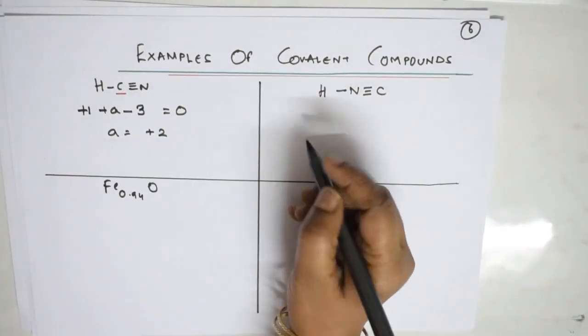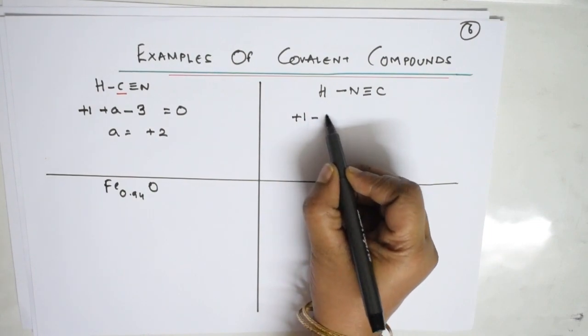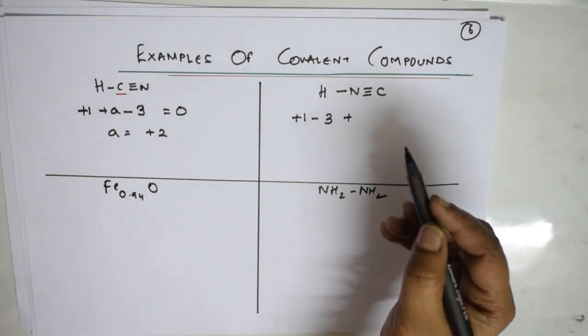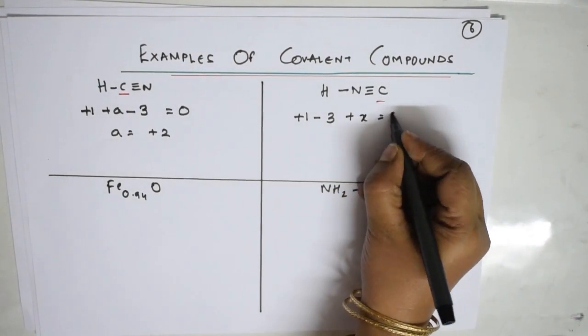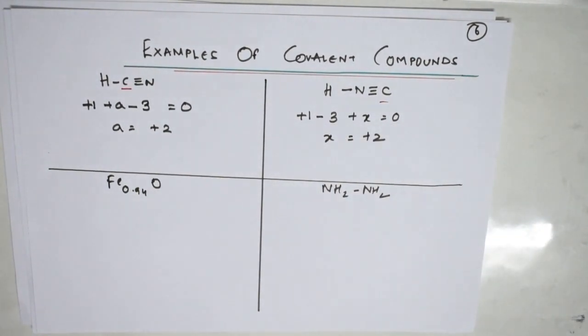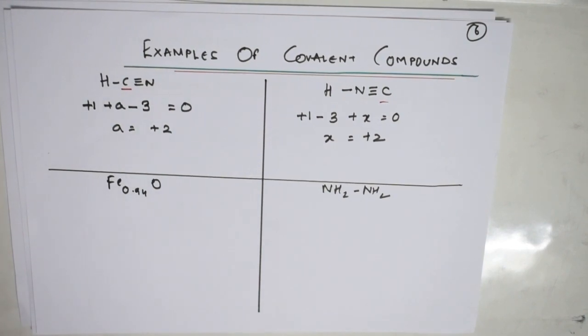Now here in this case again, what is the oxidation number of hydrogen? +1. Here for nitrogen -3. Now I need to find for carbon. So this is X or A, which is equal to 0. So X is equal to +2. Easy, isn't it? So here I'm trying to give you the examples of covalent compounds.